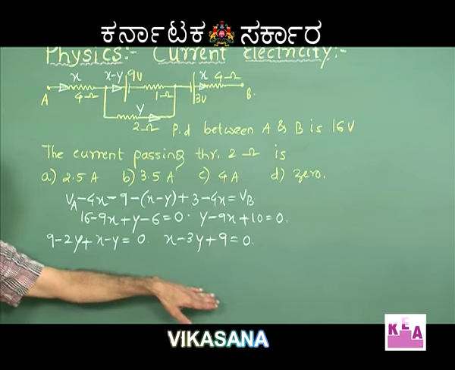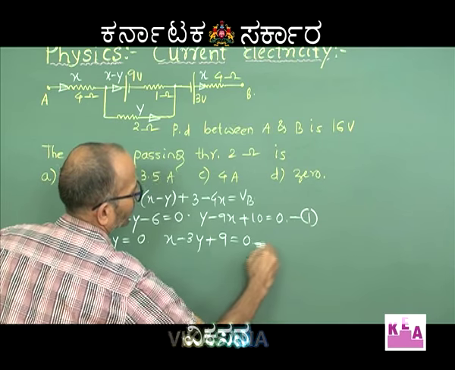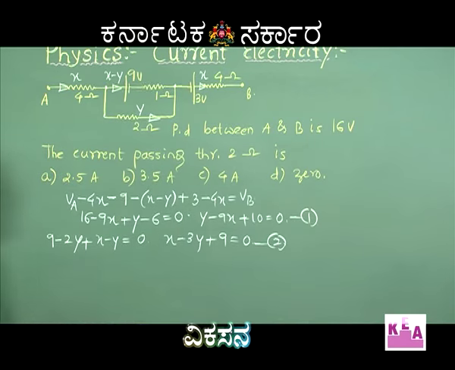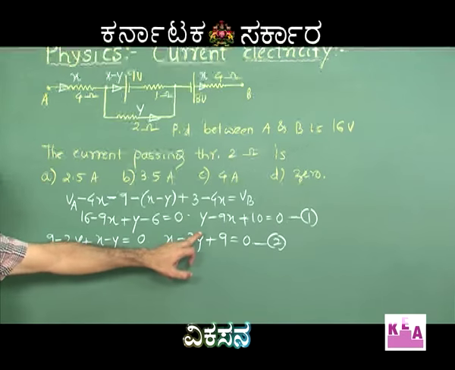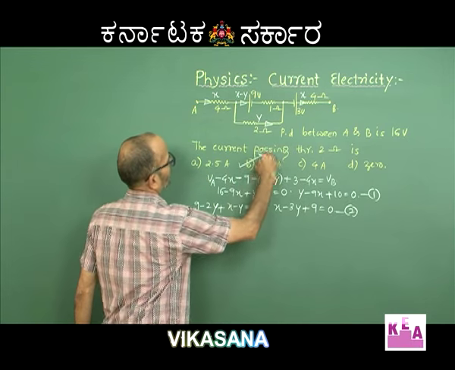So, if you solve these two equations simultaneously, this is equation number 1 and this is equation number 2, you are going to get the value of y as 3.5 amperes. So, that makes your option B perfectly correct.